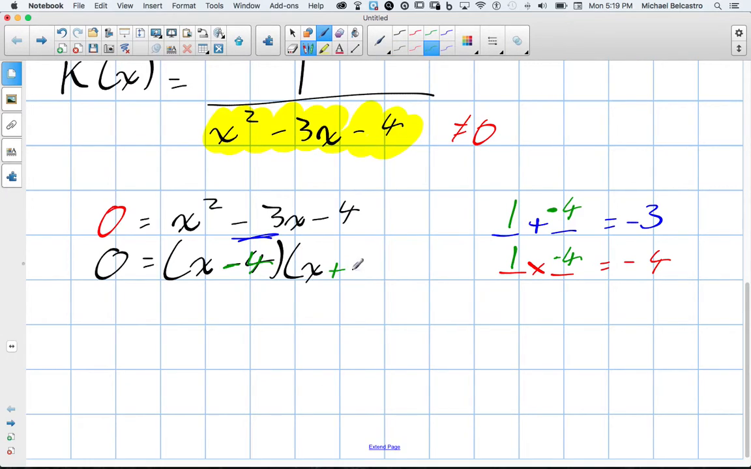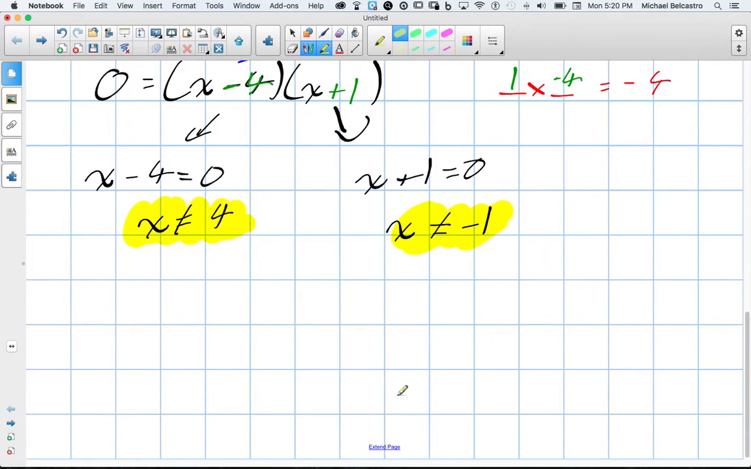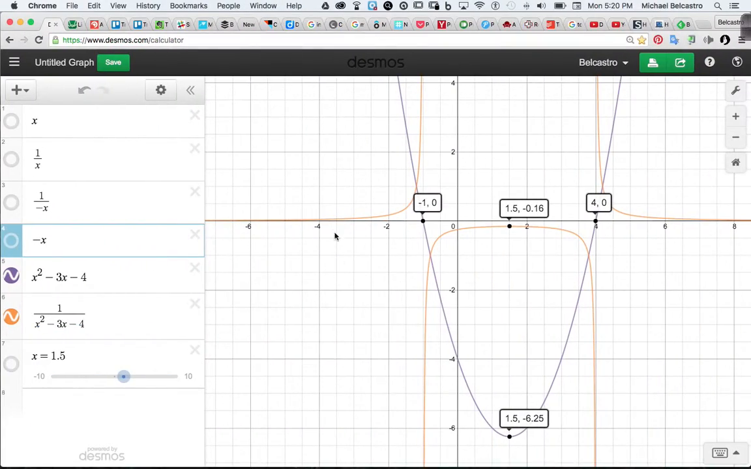And we already know that we then set these equal to 0, and they'll give us our vertical asymptotes, right? So x minus 4 equals 0, x plus 1 equals 0. That means x cannot equal positive 4, and x cannot equal -1. Great. Very important parts of graphing. Don't quite help increasing and decreasing yet, but this information is important because, and we'll show you on the graph again.